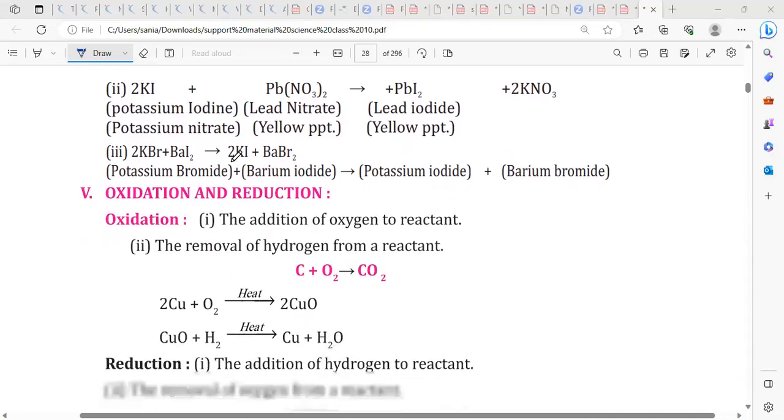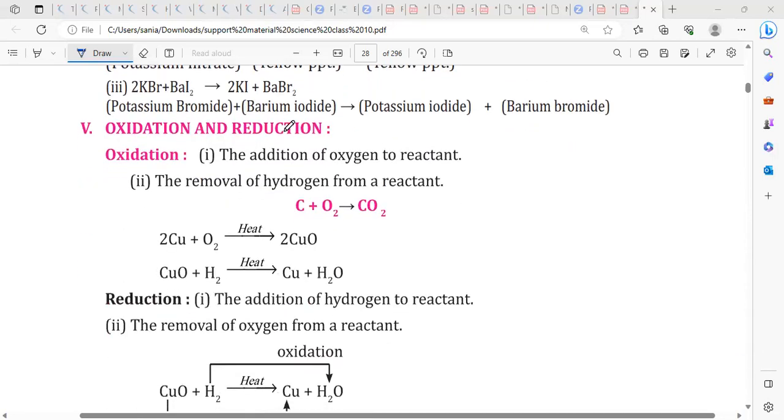Now coming to the next part, which is oxidation and reduction. Oxidation means you are going to add oxygen to the reactant. And if you add something, you have to remove something, right? So you will add oxygen and remove hydrogen. That will be your oxidation. So Cu plus O2 will give you CuO, right? And Cu plus H2 will also give you this.